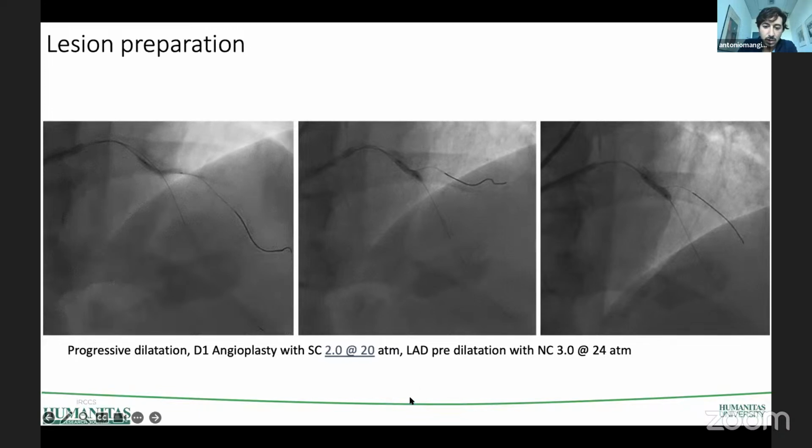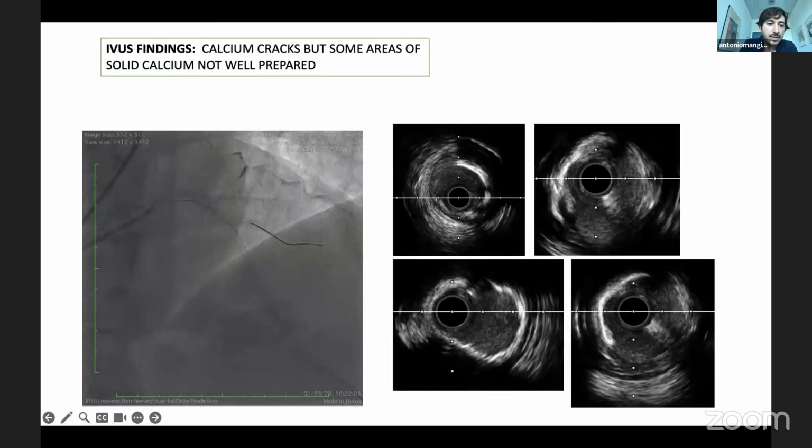And so let's go to the next slide. This is a small puff.